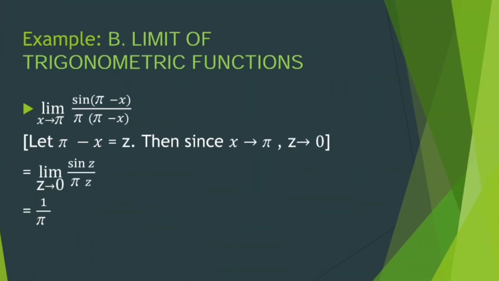Now consider this example. Limit x tends to pi sin(pi minus x) divided by pi into (pi minus x). In the previous theorem we have limit x tends to 0. So for tends to 0 we put pi minus x equal to z. In that case we get z tends to 0 as x tends to pi. So substituting value of x we get limit z tends to 0 sin z divided by pi into z. So 1 by pi into limit z tends to 0 sin z by z. Now limit z tends to 0 sin z by z is 1.